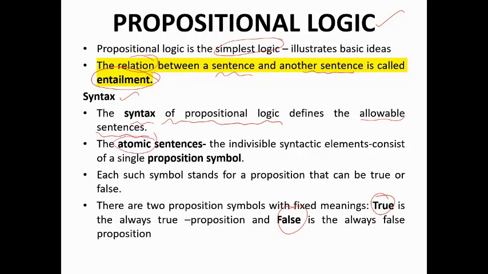So why is it atomic? The atomic sentence is defined in such a way that it is indivisible; we cannot divide it further. Atomic means basic, not divisible further into smaller parts. So an atomic sentence is an indivisible syntactic element, and it consists of a single propositional symbol. We will see what that is in symbols. And each such symbol stands for a proposition that can be true or false.